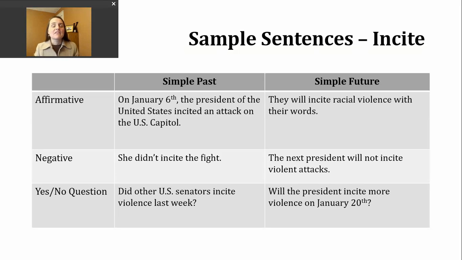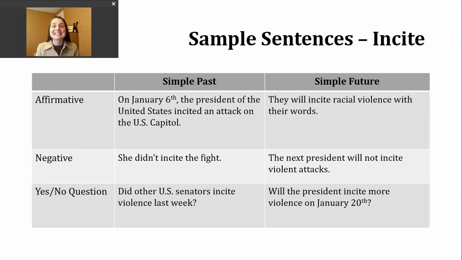Okay. Finally, if I want to make a question in the simple future, I'm going to start with will, then I'll have my subject, then the base verb. Will the president incite more violence on January 20th? This is a question that many people have asked.